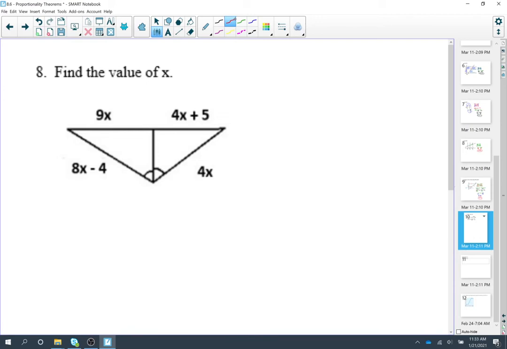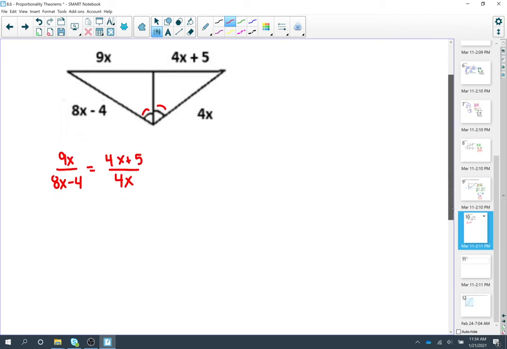Find the value of x. If we look at the image, we have an angle bisector because we have our two angles marked as congruent, which means it cuts the opposite side of the triangle proportionally with the other two sides. So I'm going to set up the proportion 9x over 8x minus 4 equals 4x plus 5 over 4x.